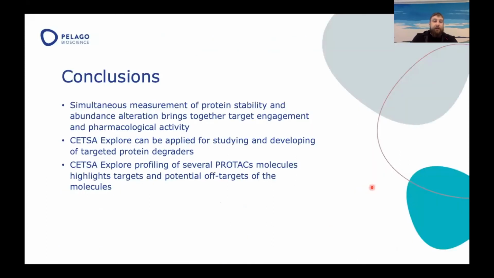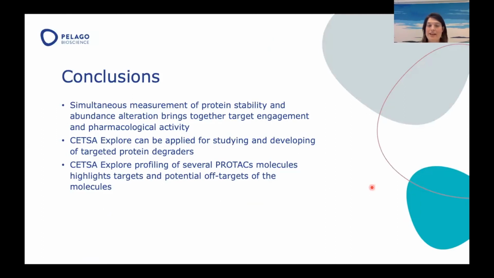Just to summarize this part, we can conclude that simultaneous measurement of the protein stability and abundance alteration brings together target engagement and pharmacological activity. And CETSA Explore with mass spectrometry readout can be applied for studying and developing targeted protein degraders. And on this, I will leave the floor to my colleague Stina.